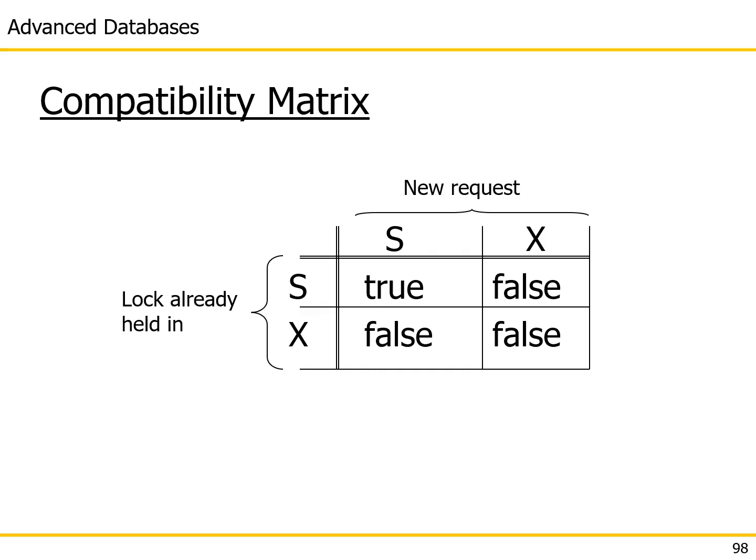We usually express this as a compatibility matrix. If a transaction has a shared lock, which is the S, another transaction can request and get another shared lock, but it cannot get an exclusive lock, because you cannot read and write to the same resource at the same time. Otherwise, you might be reading corrupted data. Now, if a transaction requests an exclusive lock, no one else can get a shared lock or an exclusive lock. And this is a summary of how the lock behaves.